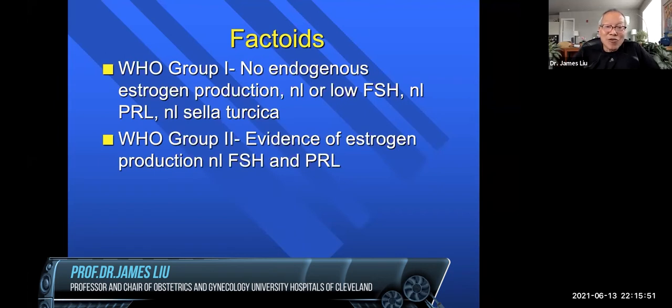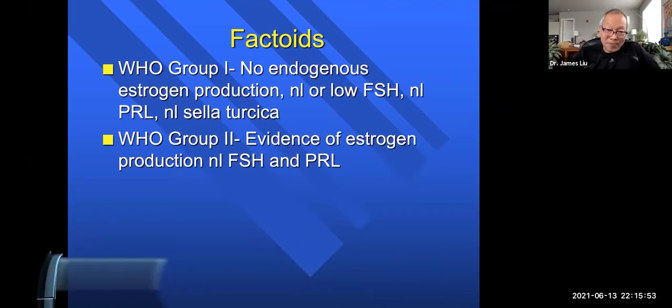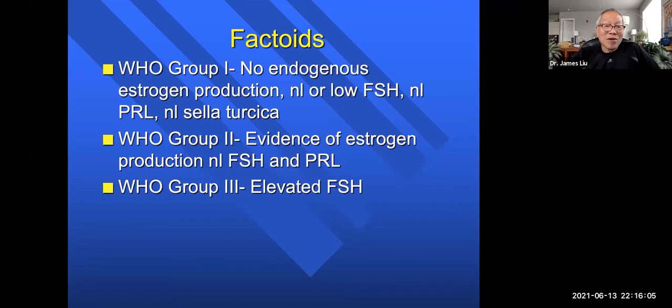The second group, WHO group 2, are individuals with amenorrhea that have evidence of estrogen production with FSH in the normal range and normal prolactin, and that's probably the most common group. And the third group are individuals with primary ovarian insufficiency with elevated FSH due to the hypothalamic drive and the lack of estrogen production from gonadal tissue.